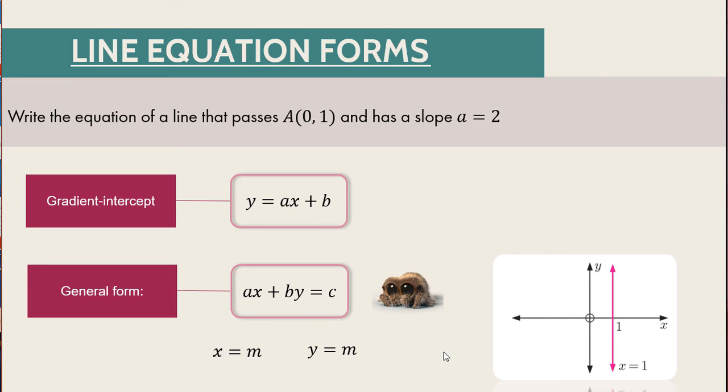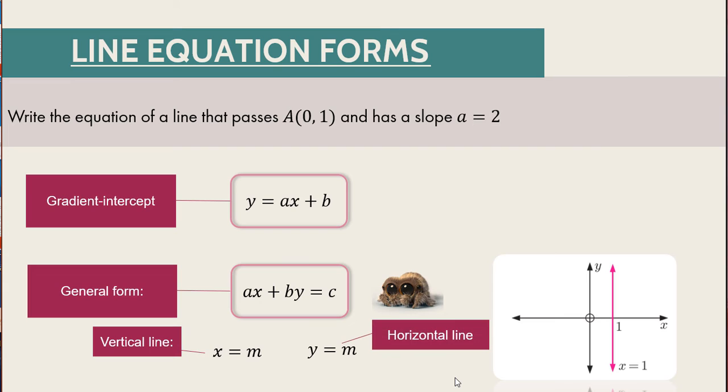In fact, there are two kinds of special lines like this. The first is x equals m. As you can see, it is a vertical line. And the second one is y equals m. And as you can guess, it is a horizontal line. And the value of m will decide the position of the line.